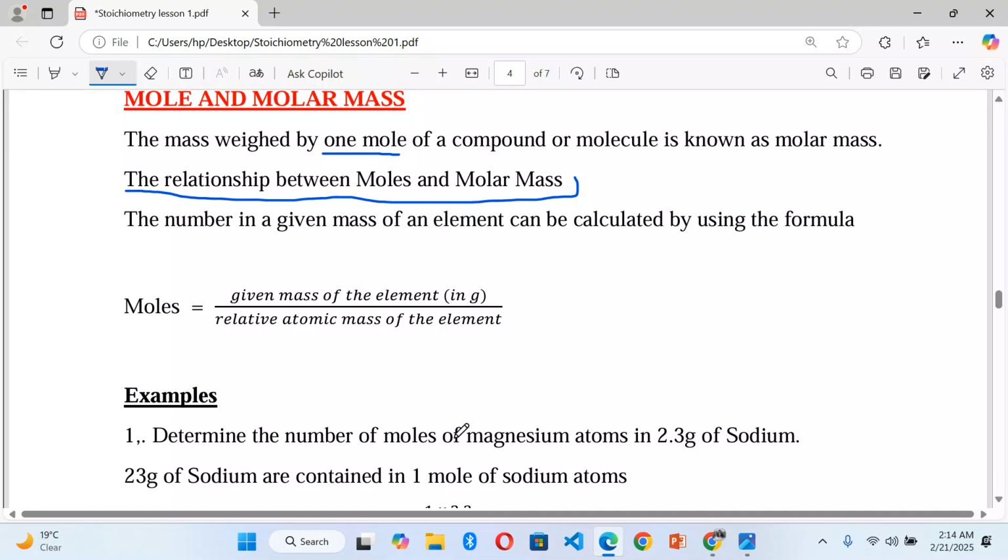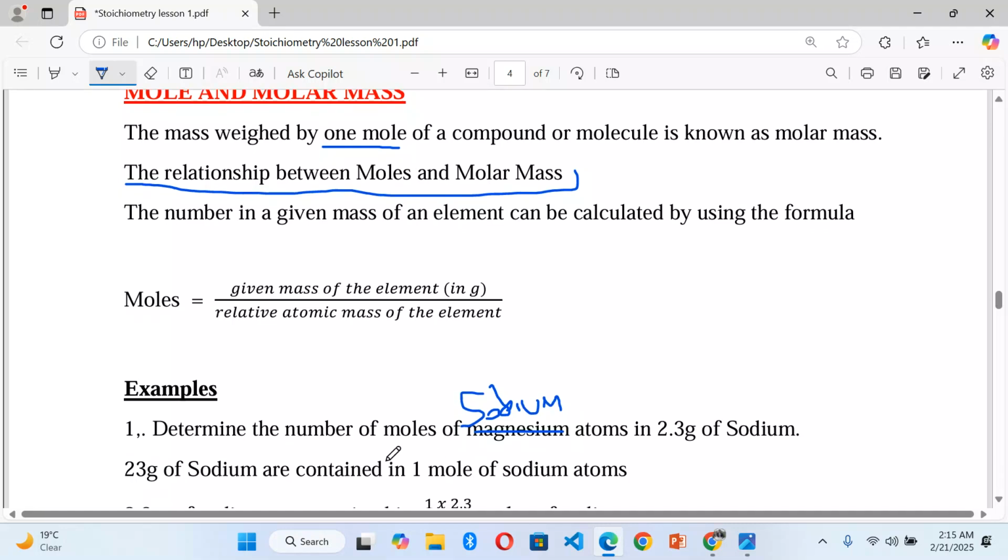Oh, this is a mistake. We're saying determine the number of moles of, this should be of sodium. So let's write it very well. Is that sodium? Okay, but I believe you can see it. So we're saying determine the number of moles of sodium atoms in 2.3 grams of sodium.